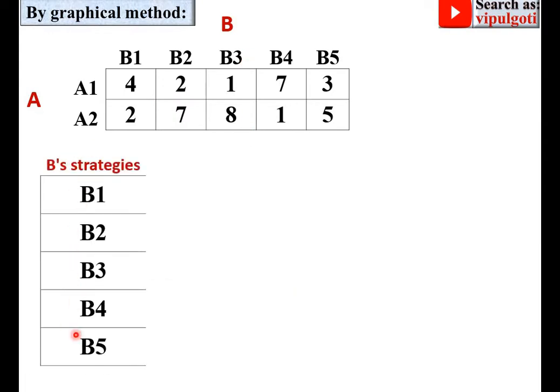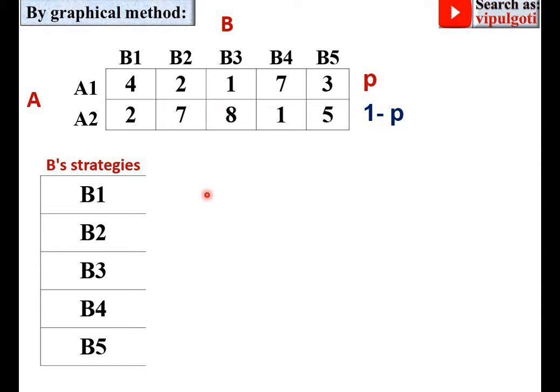Now first you have to list down the B strategies, because player B has more than 2 strategies. So list out the strategies of player B here. Next, if we assume that the probability of the first strategy of player A, that means A1, is P, then obviously the probability of the second strategy of player A, that means A2, is 1 minus P, because you know that the sum of the probabilities is always 1.